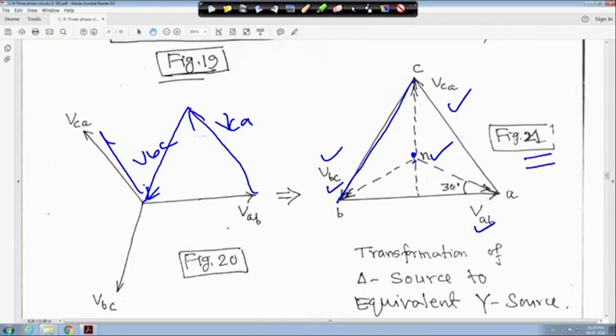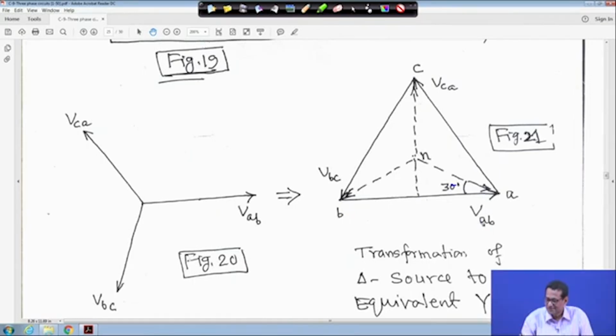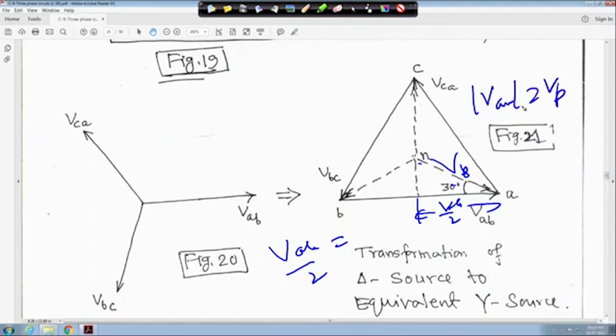So, this is figure 21, and if you do so, this angle is 30 degree, right, and your VAN is nothing but your VP, VBN also VP, these all are magnitude. So, this VAB, this portion is actually VAB by 2, it is half, it is equilateral triangle. So, VAB by 2 is equal to VAN, which is actually VP, because this is the magnitude VAN. So, VAB by 2 is equal to VP cos 30 degree, right.